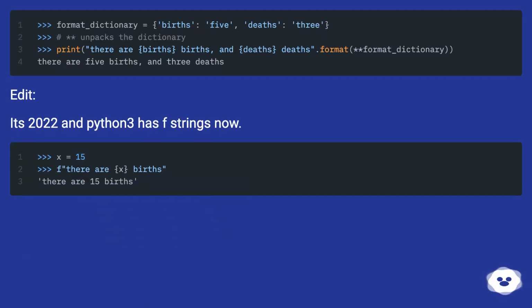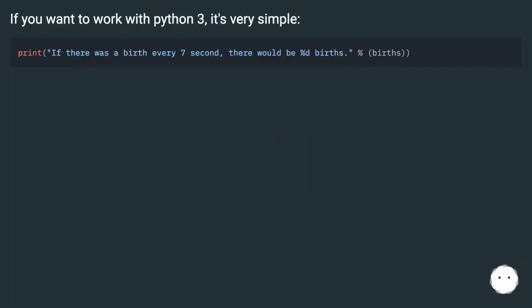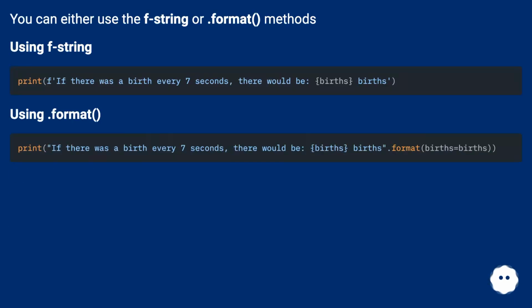Edit. It's 2022 and Python 3 has f-strings now. If you want to work with Python 3, it's very simple. You can either use the f-string or format methods. Using f-string. Using format.